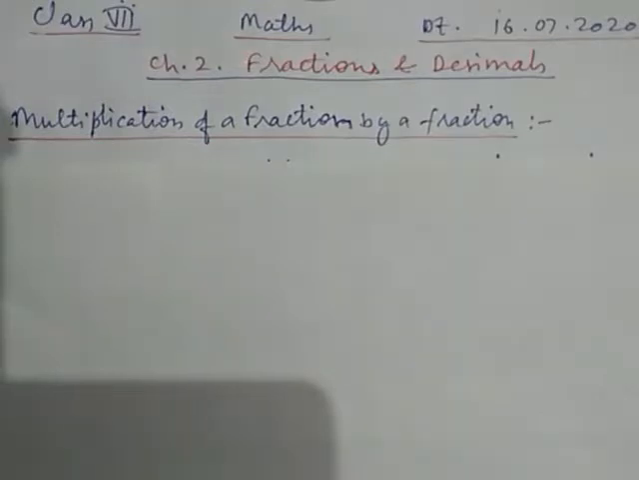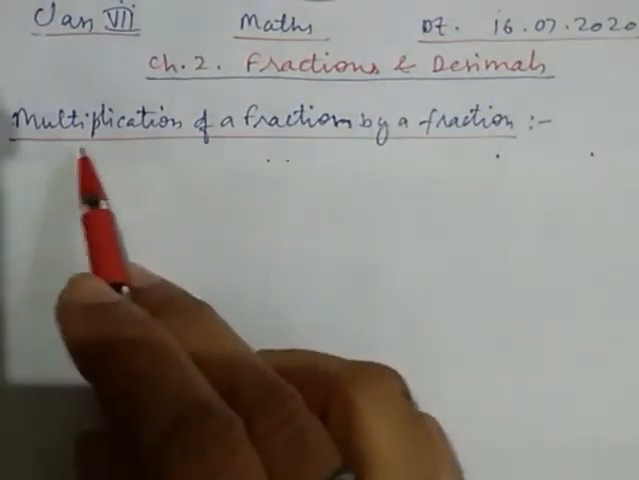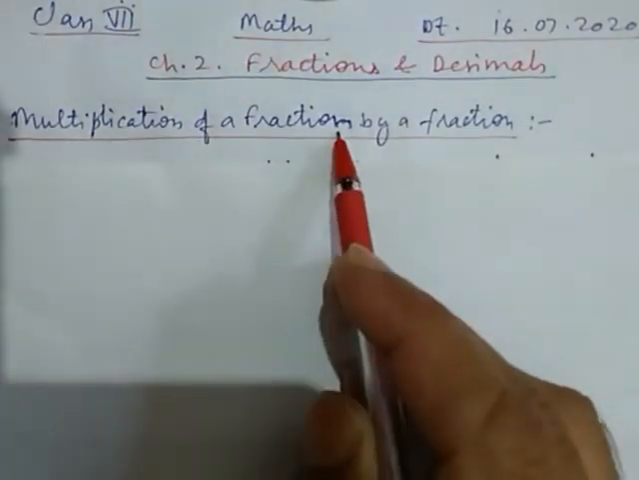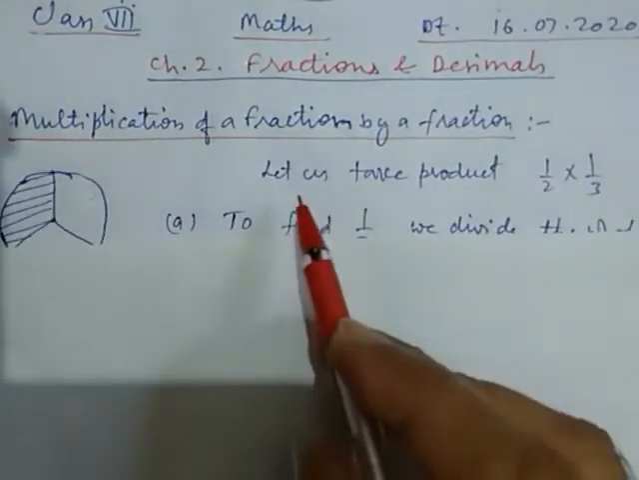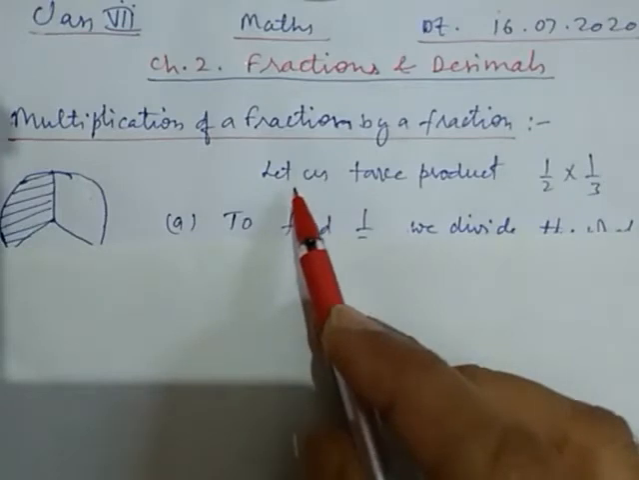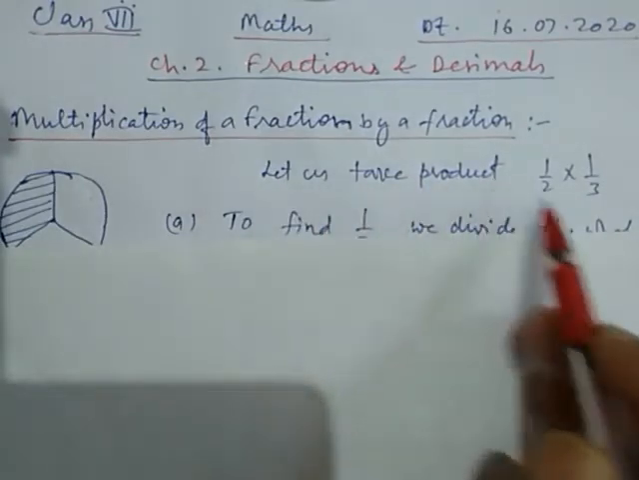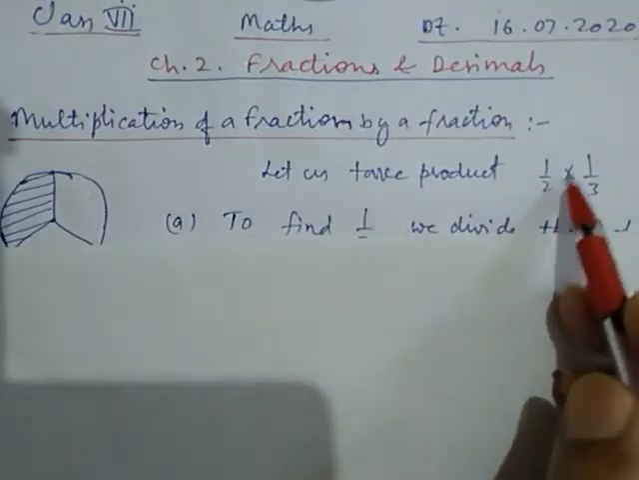Today we are continuing our second chapter, fractions and decimals. Let's start with multiplication of a fraction by a fraction. Okay? Here, let us take the product 1 by 2 into 1 by 3.